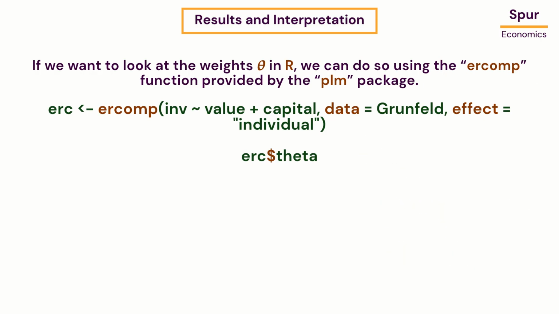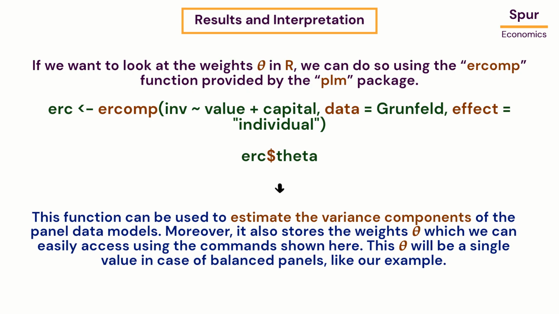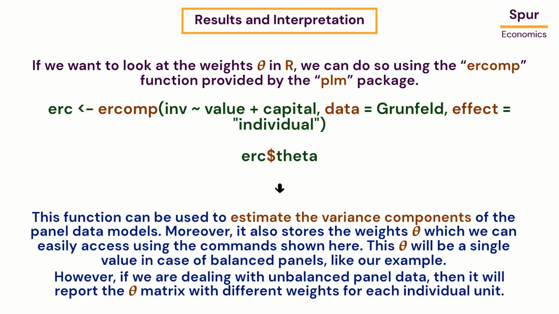If we want to look at the weights theta in R, we can do so using the ercomp function provided by the plm package. This function can be used to estimate the variance components of the panel data models. Moreover, it also stores the weights theta, which we can easily access using the commands shown here. This theta will be a single value in case of balanced panels, like our example. However, if we are dealing with unbalanced panel data, then it will report the theta matrix with different weights for each individual unit.